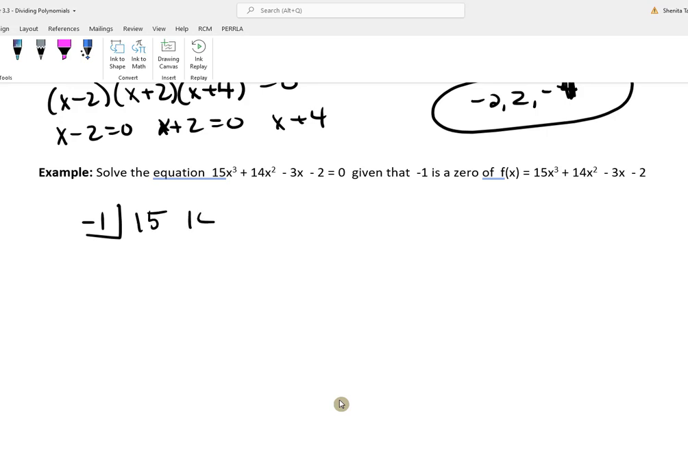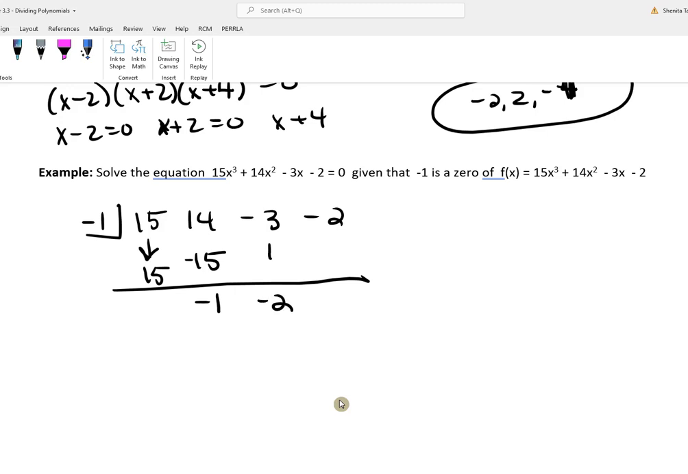Alright, so I have 15, 14, -3, and -2. Bring down the 15, multiply and add. -1 times 15 is -15. Add it with 14, you get -1. -1 times -1 is +1. Add it with the -3, you get -2. -1 times -2 is 2. Add it with -2, you get a 0.